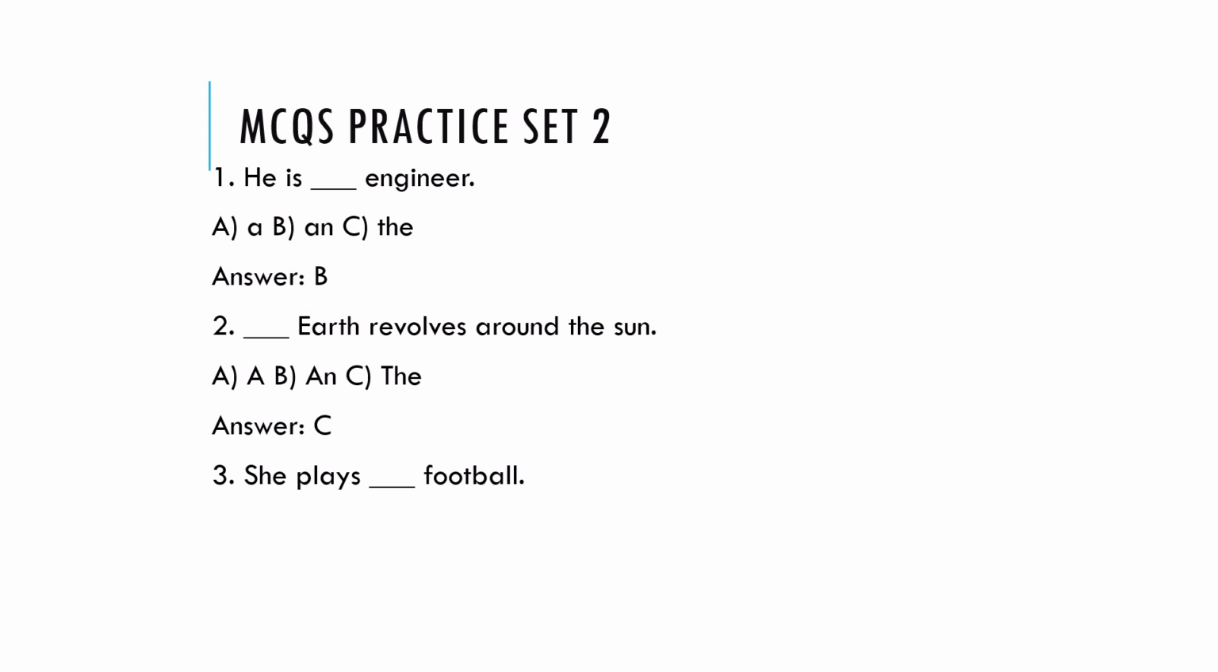The third one is she plays dash football. We do not use articles before names of sports. Saying she plays a football or she plays an football would be incorrect because football here refers to the sport in general, not a specific ball. The rule, no articles with sports. She plays cricket, he plays tennis, they play hockey. So the answer is no article. She plays football.